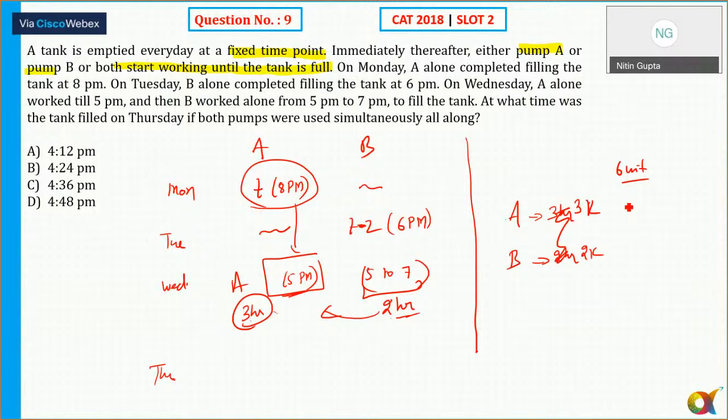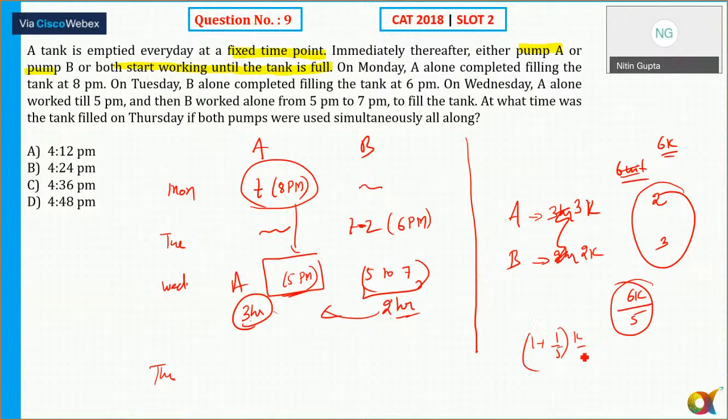If I take the LCM of these two, it is equal to 6K. So what is the rate of work for A? That is 6K by 3, equal to 2. And the rate of work for B is 6K by 2, which is equal to 3. If both of them are working together, how much time will they take? That is 6K upon 2 plus 3, which is 5. So they will take 6K by 5 hours, that is 1 plus 1 by 5K hours.